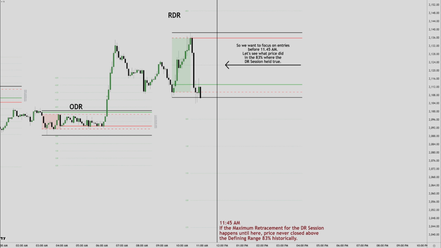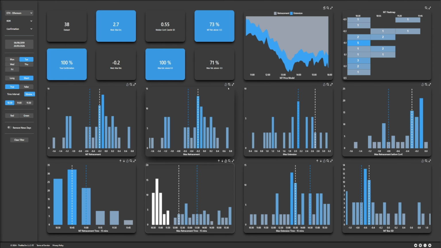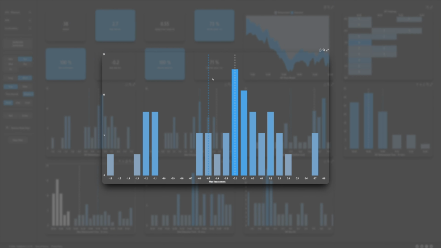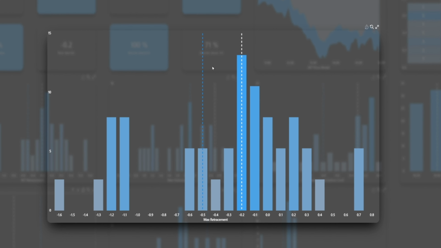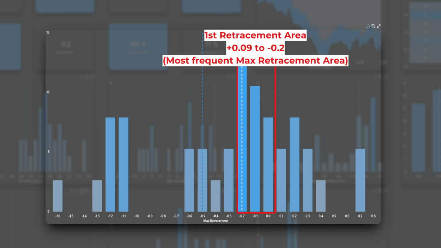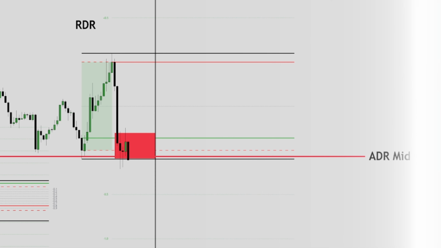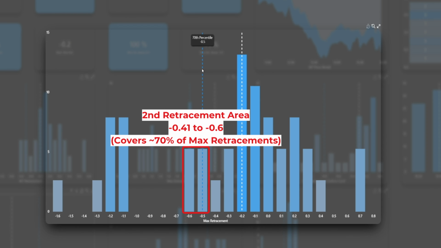Now let's look at where price retraced in the 83% of true sessions. 3 retracement zones stand out from the data. The first and most frequent sits from plus 0.09 down to minus 0.2. This is where maximum retracements happened most often, right at the low of the defining range, aligning with the aftermarket DR mid. The second zone, minus 0.41 to minus 0.6.